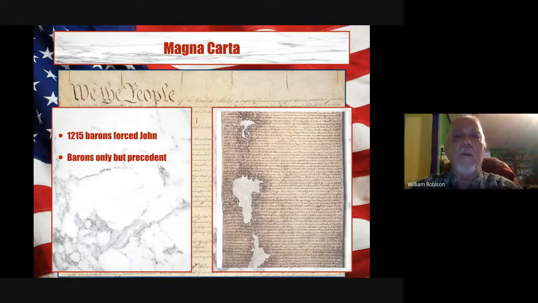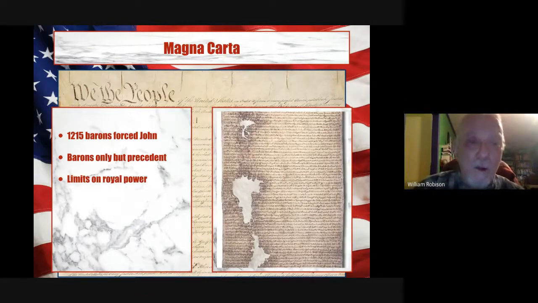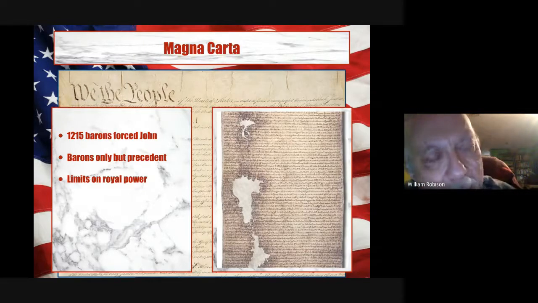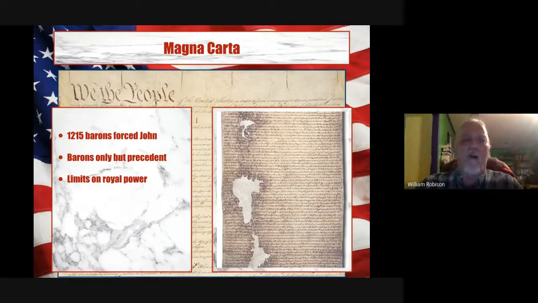The only people that benefited from Magna Carta initially were the barons. They were looking out for their own rights here. And by the way, if you saw the Russell Crowe version of Robin Hood, Robin Hood's dad didn't write it. They made that up, just like Robin Hood is made up. But here's what Magna Carta does that is significant for us. It puts limits on royal power.